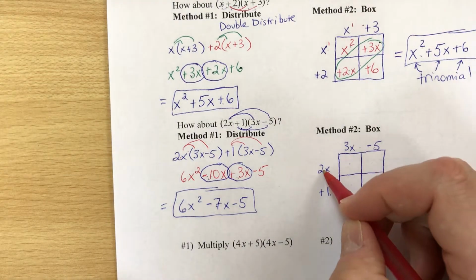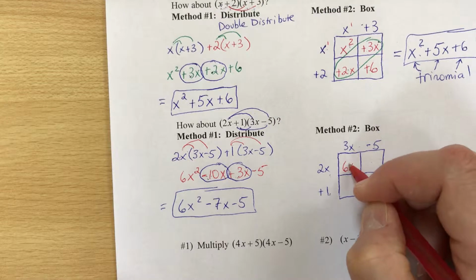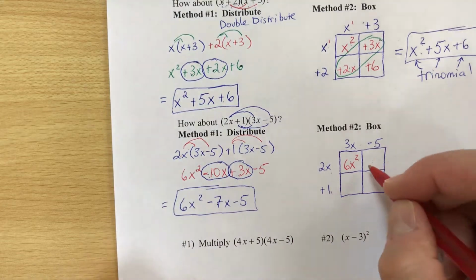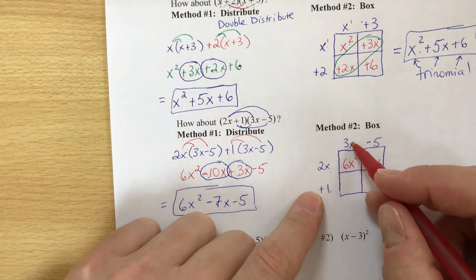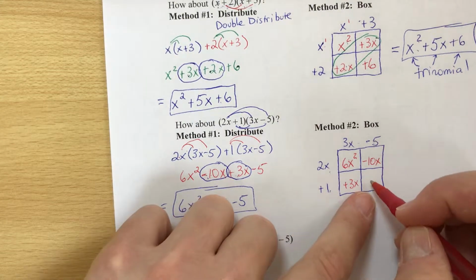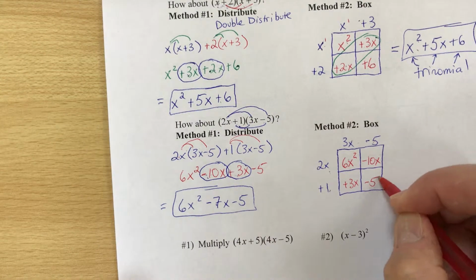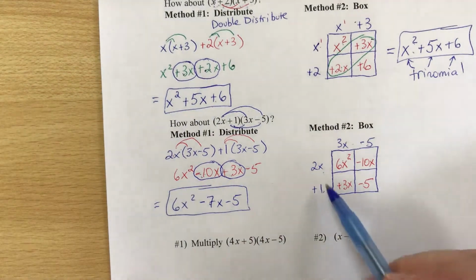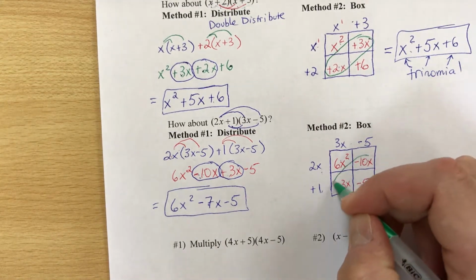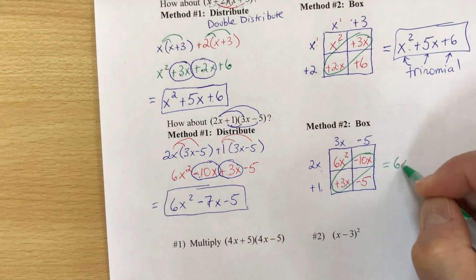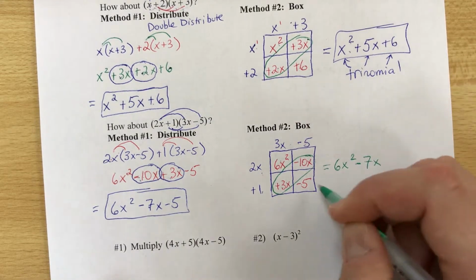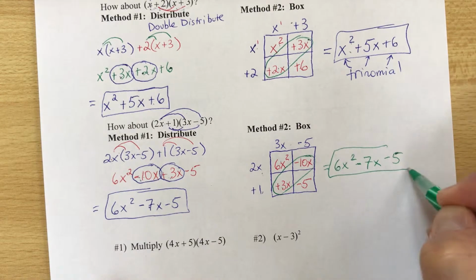Okay, times table. 2x times 3x, 6. X times x is x squared. 2x times negative 5, minus 10x. 1 times 3x is positive 3x. 1 times negative 5 is negative 5. Now, once the multiplication is done, now you ask yourself, can we add and subtract? Do we have like terms? Yes, we do. So we end up with 6x squared. 3x plus negative 10x is minus 7x minus 5. So again, it's the same answer.